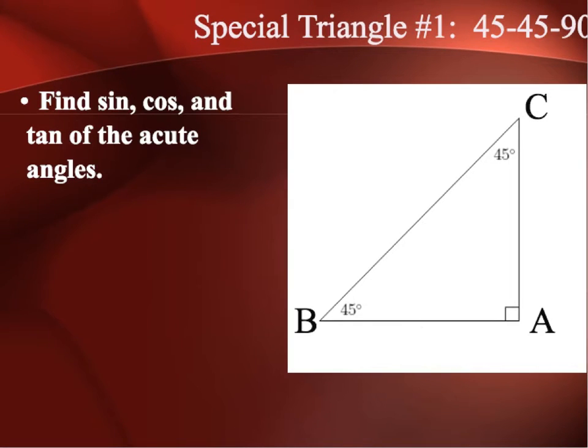Here's our first special right triangle. You're being asked to find the sine, cosine, and tangent of these acute angles. So you're like, okay, no problem. I got my 2 angles labeled. I know the third is 90. It all adds up to 180. It's looking good. But how do I find the sine of B if I don't have any sides? I mean, nothing is labeled here. How can I do this?